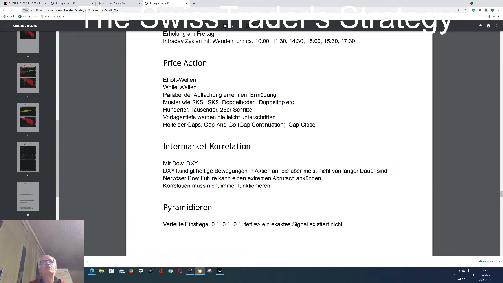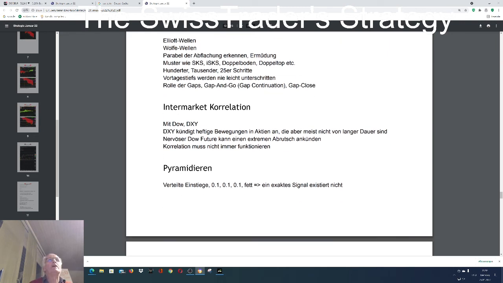Gaps are very important. If you have a down gap, it mostly goes further down, and you don't always have a gap close. If you have an up gap, gap close can take some months. Then the intermarket correlations. DAX, for example, correlates very much with the Dow Jones and is inversely correlated to the DXY, the US dollar index.